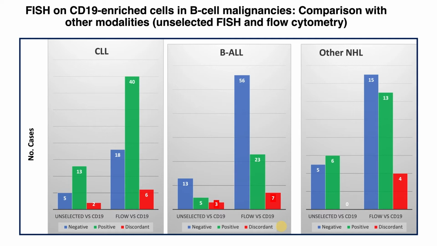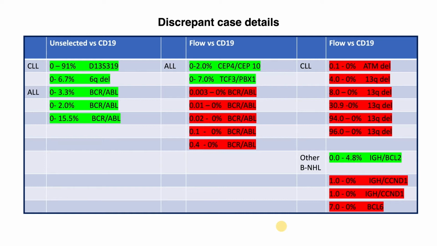If you take CLL cases, most of them show both comparisons, unselected samples versus CD19, either negative or positive. But in two cases, you can see that there are discrepancies. Similarly, in flow versus CD19, you see 6 cases with discrepancies. Similarly, you will see here a few cases show discrepancies. What is the basis for these disagreements? That is what I'm going to show you in this slide.